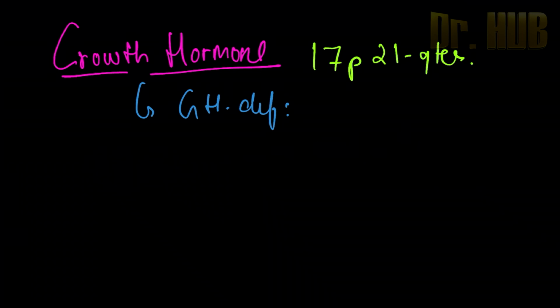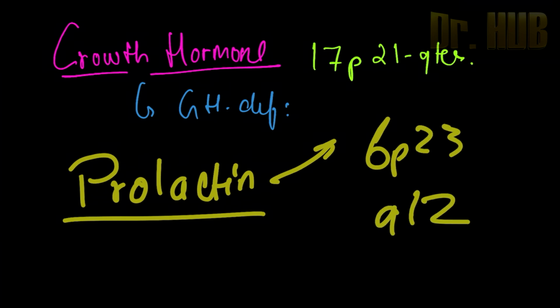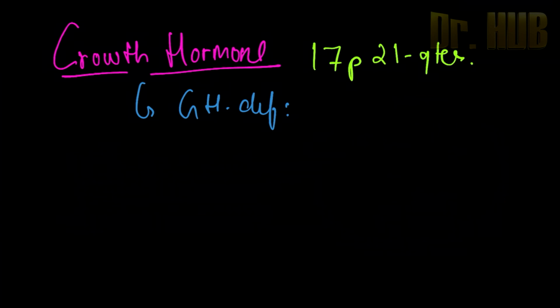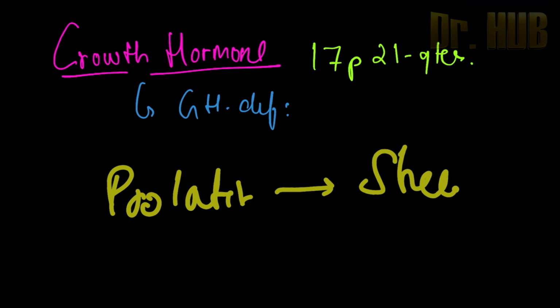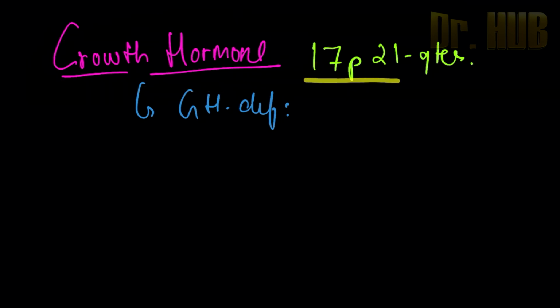Now the second gene was prolactin. Prolactin was present at 6p23 q12. So this is the chromosome associated, and the disease implicated in case of prolactin, what we saw, was Sheehan syndrome. Next, moving on to the growth hormone, it is associated with the 17p21 qter chromosome, and the disease implicated will be growth hormone deficiency.